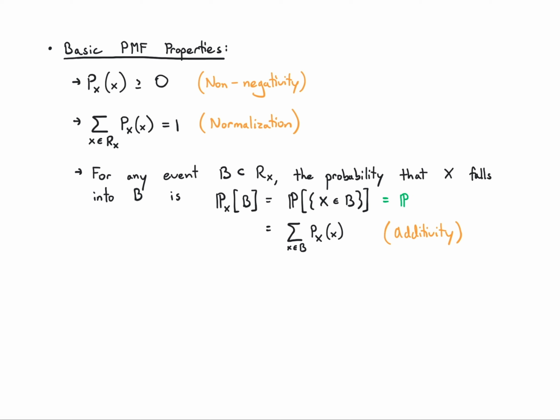So I use this shorthand here, but what was I really talking about? In green, I'm going to write that this was the probability measure of the outcomes in the sample space for which the mapping throws them into the set B, okay? And additivity lets me just write that as the sum of the PMF values.